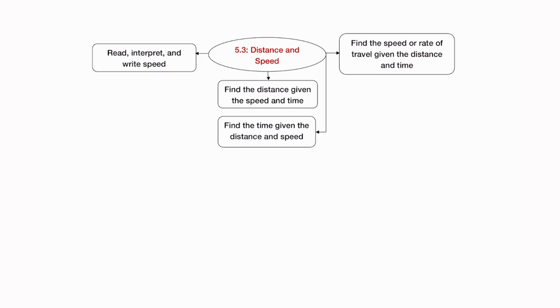In this chapter, we have four things to understand, but they all are interrelated. And if you understand one formula, you will be able to do all of them with much ease. So, let's get started with the first part. Read, interpret, and write speed.